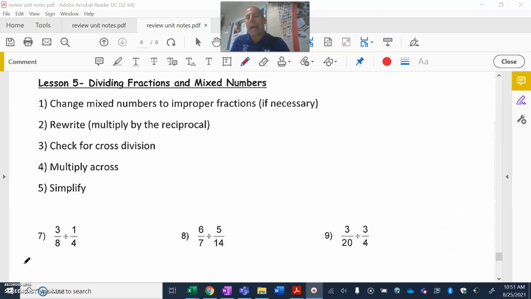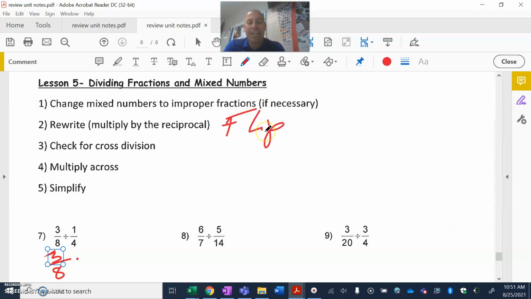So I'm looking at question number 7. I don't see any mixed numbers, so not necessary. Second, we rewrite. The phrase here is you multiply by the reciprocal. So 3/8 times, and the reciprocal means to flip. So you're going to take that denominator and make it the numerator, take that numerator, make it the denominator. Now it's a multiplication problem, and we're just going to pick up where we did yesterday.